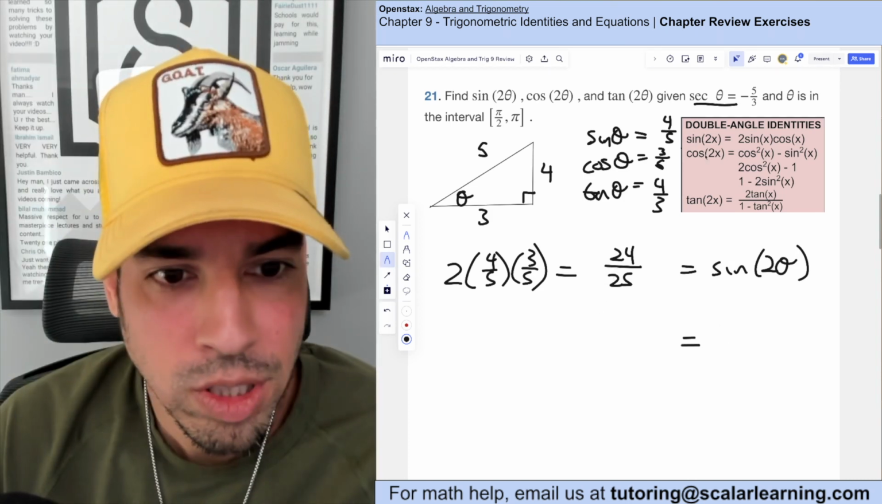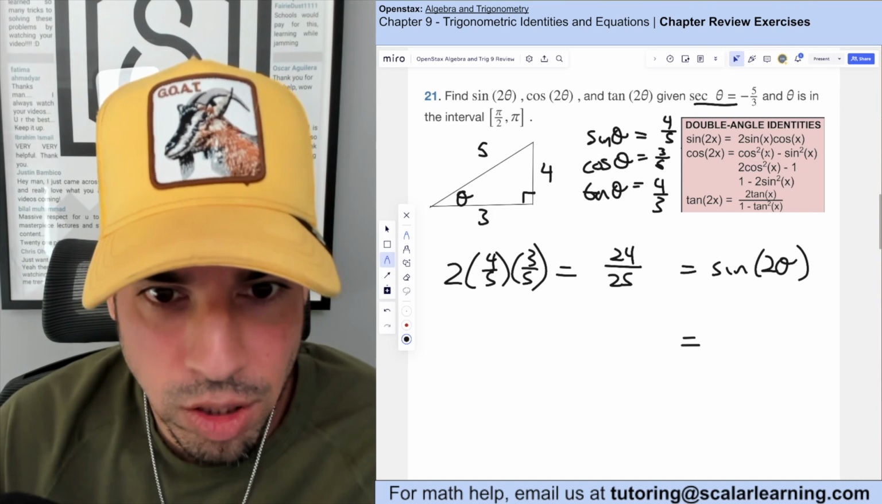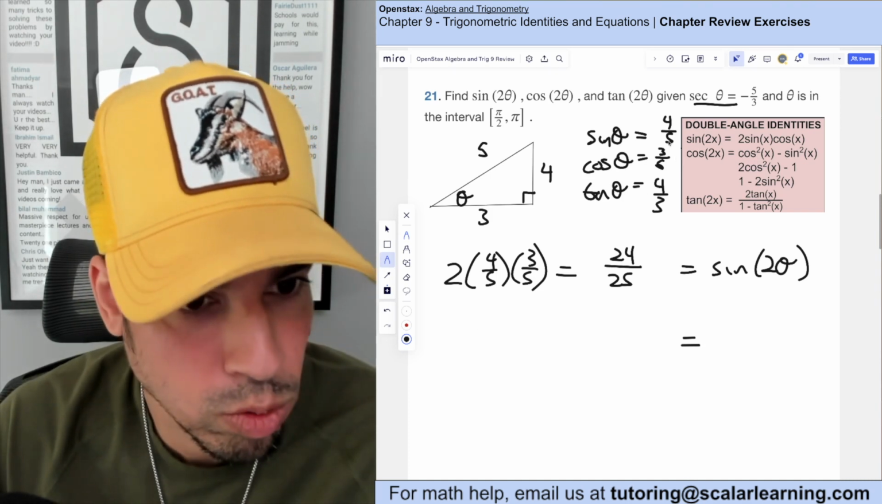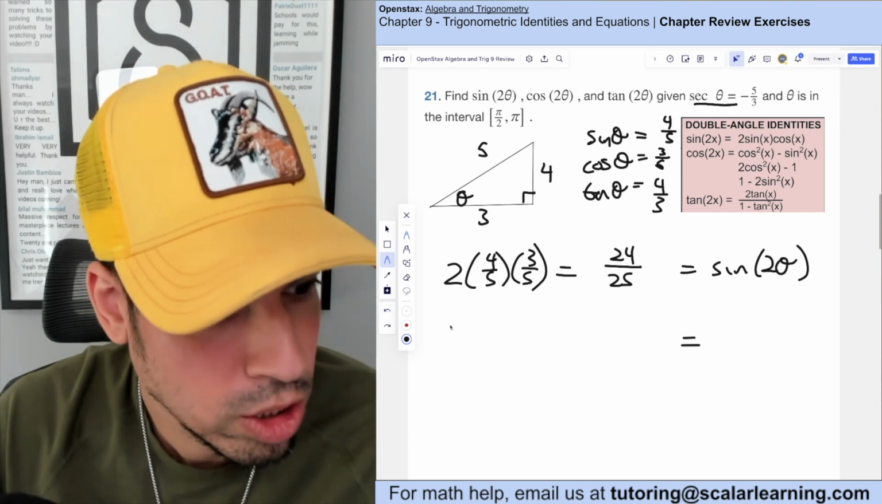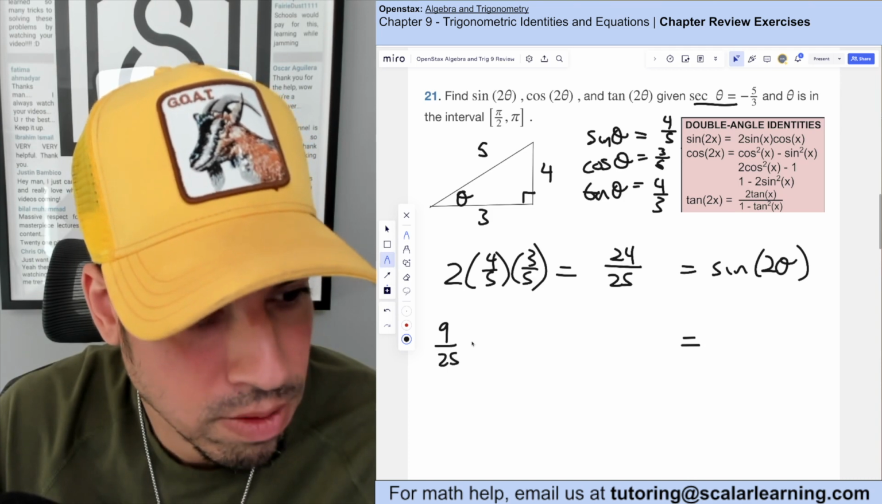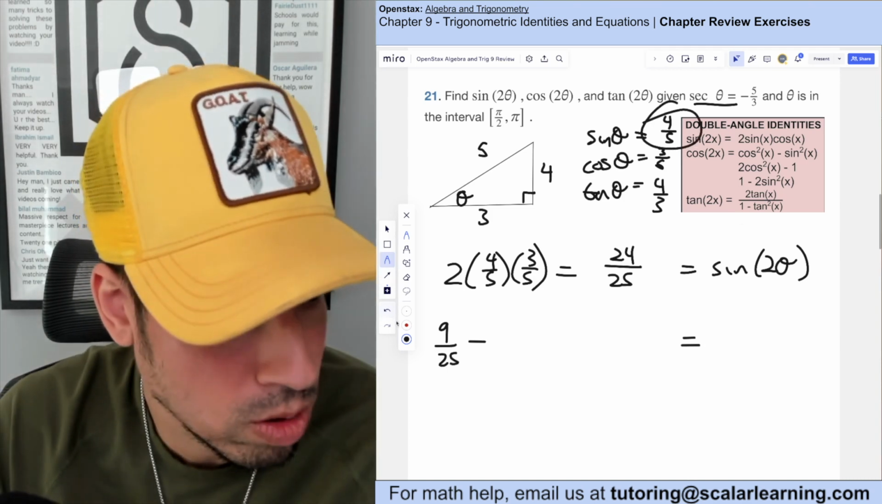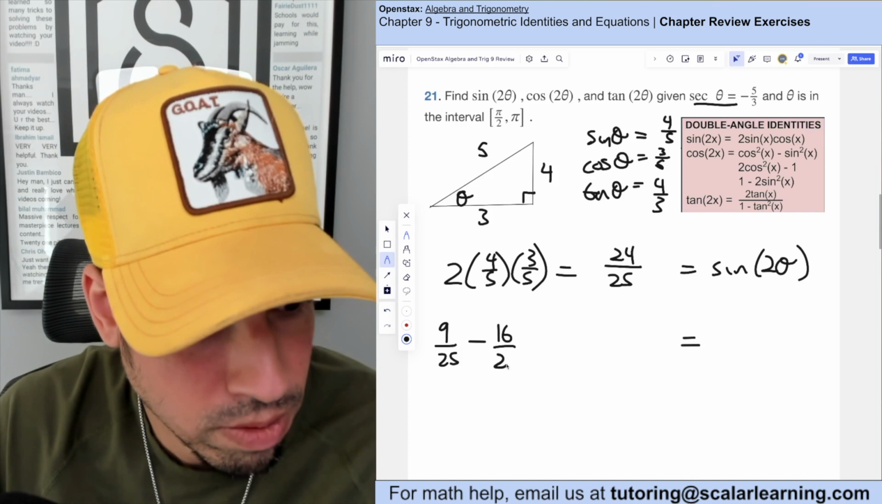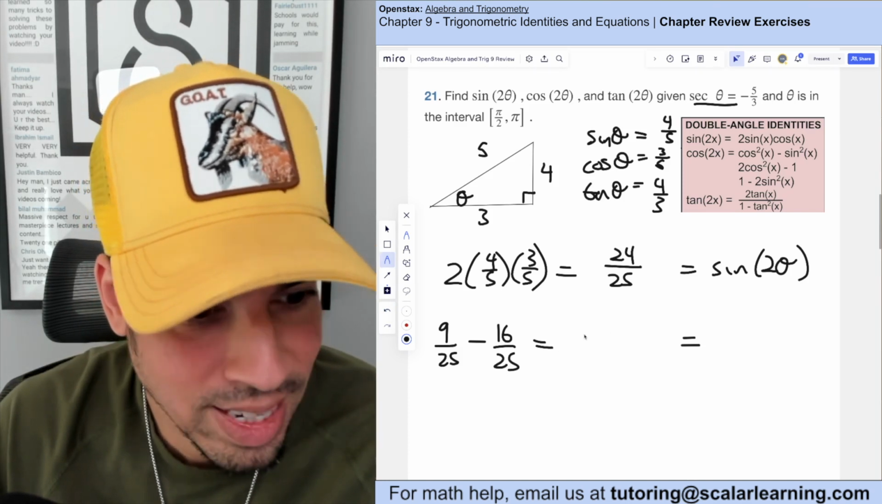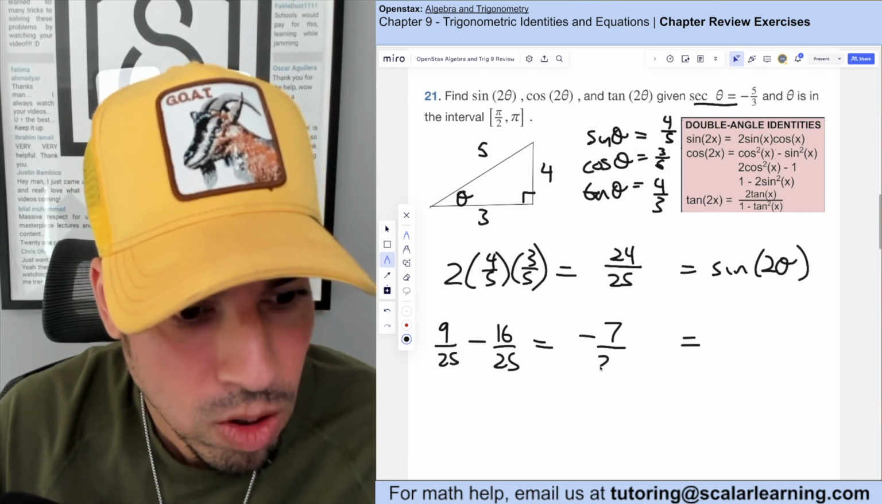And then cosine of 2 theta, let's use this one, cosine squared minus sine squared. So cosine squared would be this squared, which is 9 over 25, minus sine squared, which is this squared, which is 16 over 25. So when we subtract those two, we get -7 over 25.